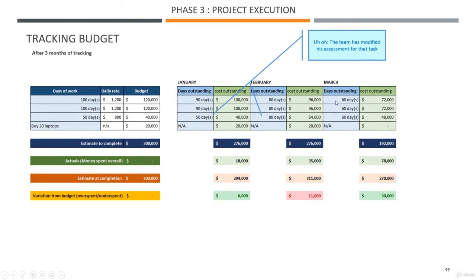But it looks like in March we had a better run. Days outstanding: 60 days, 60 days, and 60 days. So that gives us 192,000.